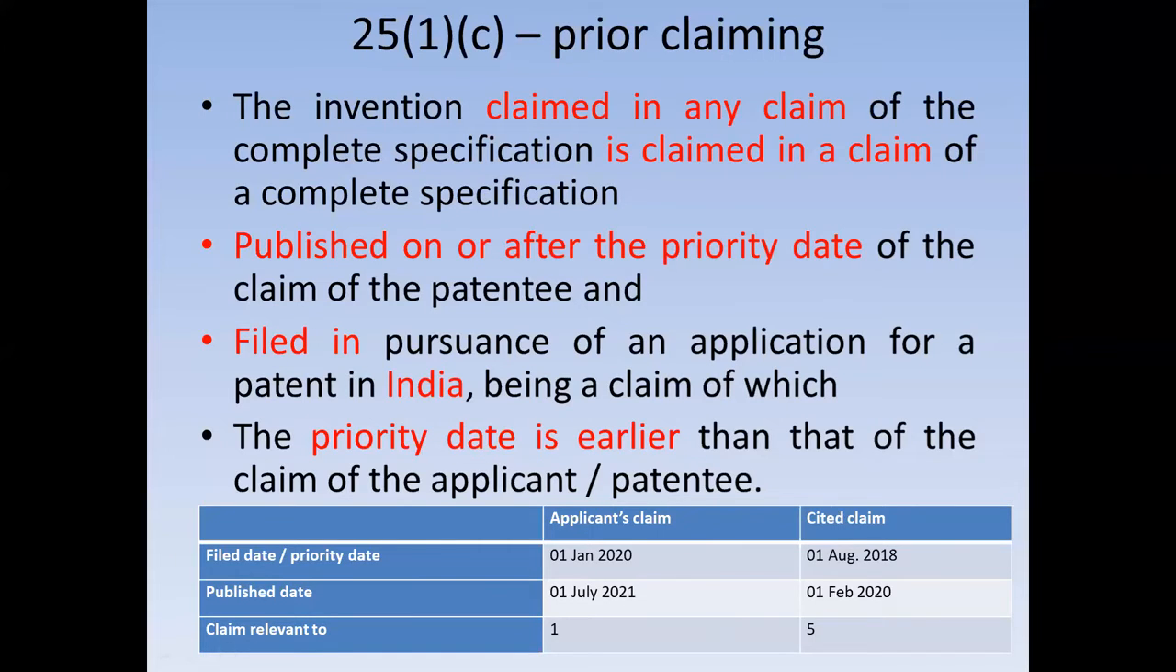See, first condition, claim should be in another application's claim. Second condition, it should be filed in India. Third condition, it should have been published after my filing date. Fourth condition, the priority date should be before my filing date. If these four conditions are met, then you will take this ground of prior claiming. That is ground 1C.